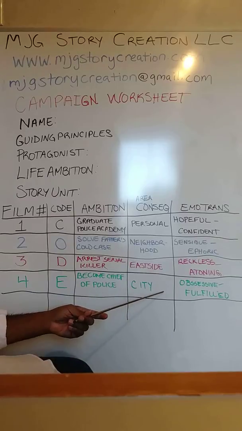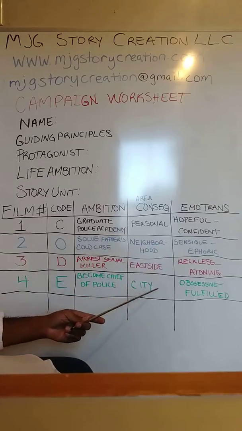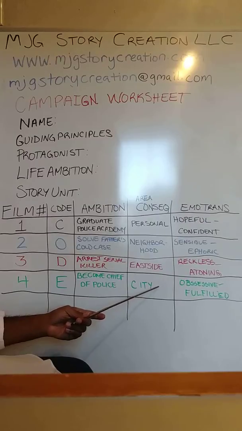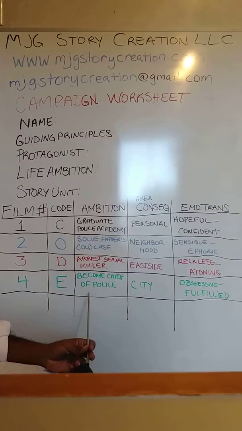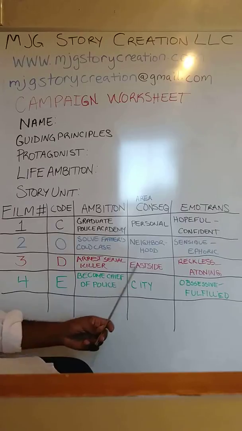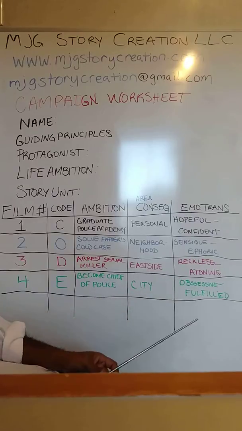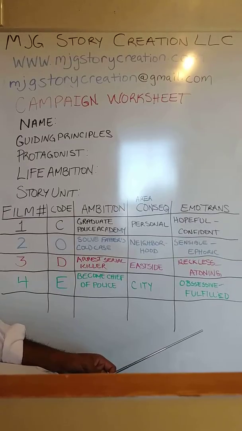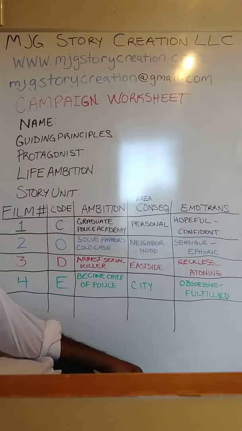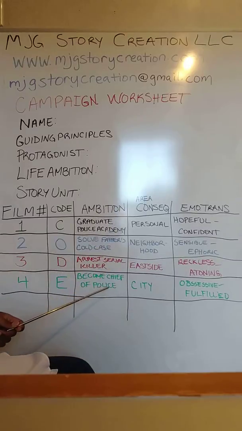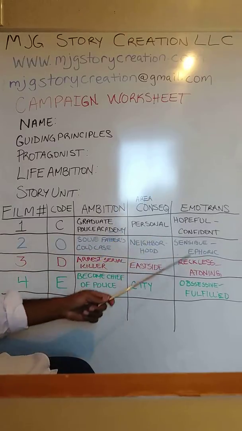This time the area of consequence is the city. So with every single movie, the area of consequence is larger. Here, he goes from obsessive to being fulfilled. So whether or not he actually becomes chief of police, by the end of the movie, he has a firm understanding of who he is and what his place is in the universe. And he's comfortable with that. So, you can see everything grows, everything expands.